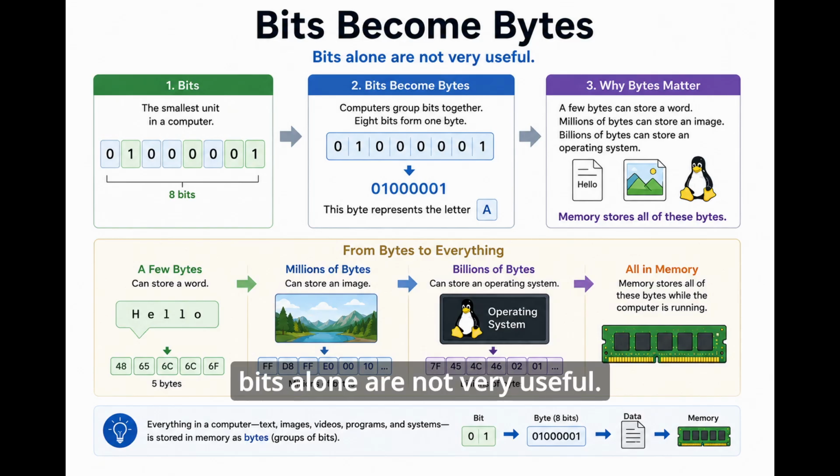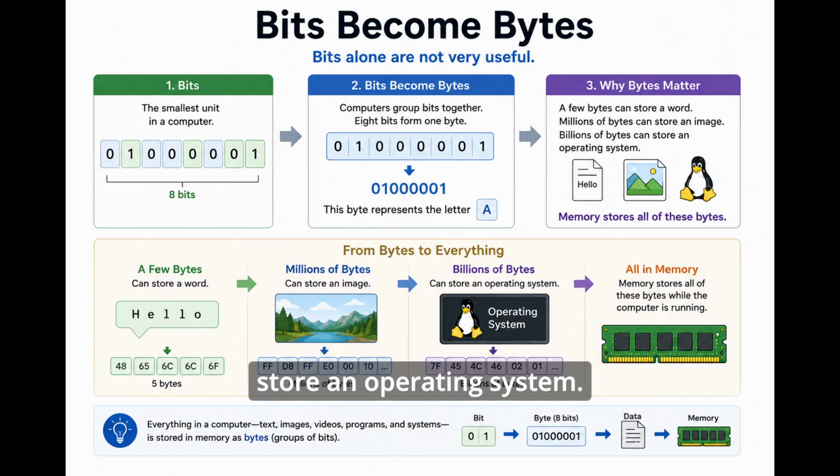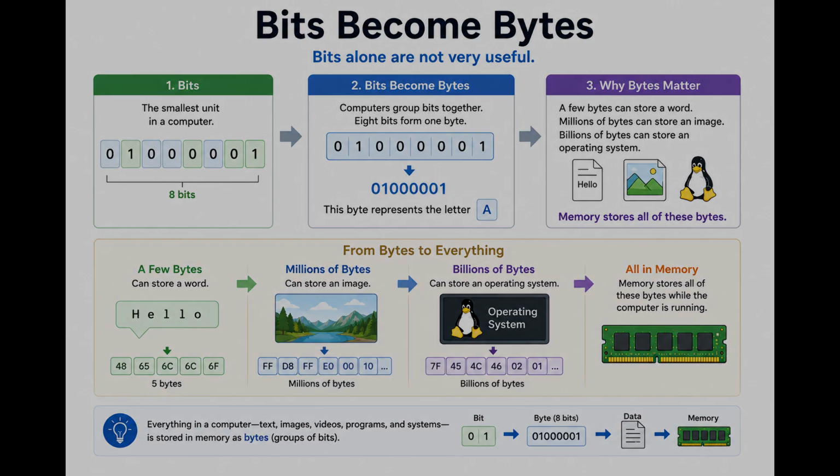Chapter 4 Bits become bytes. Bits alone are not very useful. Computers group bits together. 8 bits form 1 byte. 01000001. This byte represents the letter A. A few bytes can store a word. Millions of bytes can store an image. Billions of bytes can store an operating system. Memory stores all of these bytes.